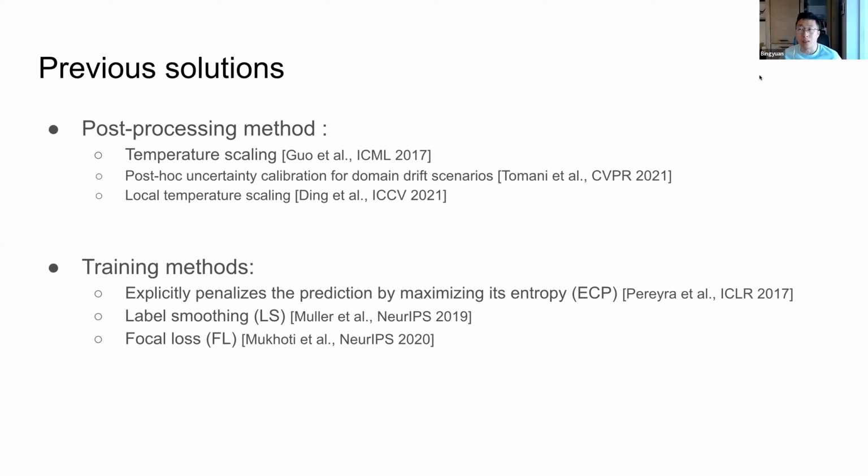It's different from fine-tuning. In post-processing temperature scaling, you can consider it as adding another layer on top of the model. So in this post-processing method, we fix all the parameters of the model. We just tune the additional layer.